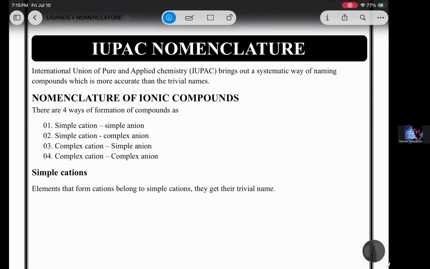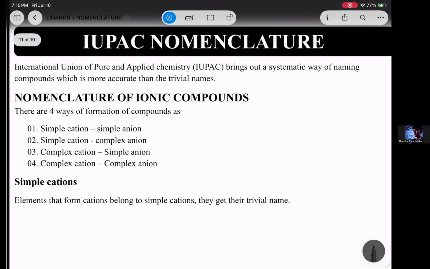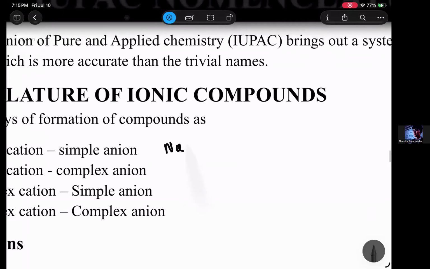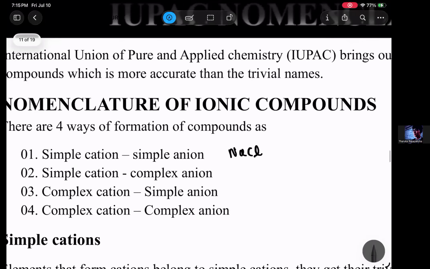So there are 4 ways of formation of a compound. Now I'm talking about the nomenclature of ionic compounds. Under that there are 4 subtopics. First, simple cation and simple anion compounds. For example, write an example there: sodium chloride. Then there is the simple cation and complex anion. For example, sodium CuCl4, Na2CuCl4. So simple cation and a complex anion.